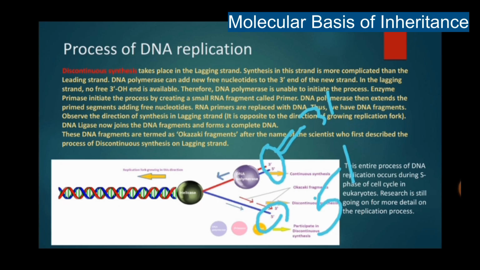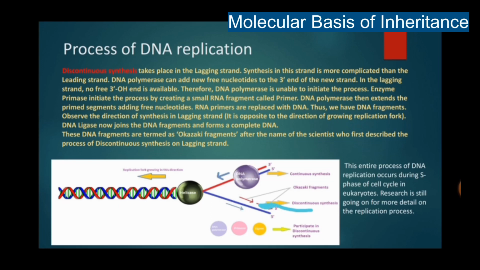Now how is synthesis going to happen in this case? What happens actually? The primase enzyme will create a very short fragment of RNA. And above this RNA, the DNA polymerase will come. It will add the free nucleotide to the free 3' hydroxyl group of that RNA primer. So that is how the process is going to initiate. So the enzyme primase initiates the process by creating a small RNA fragment.